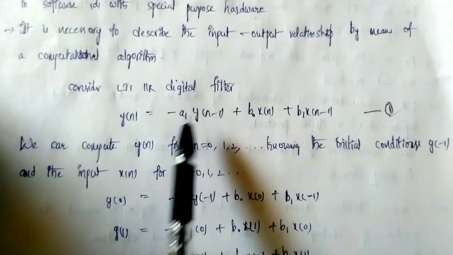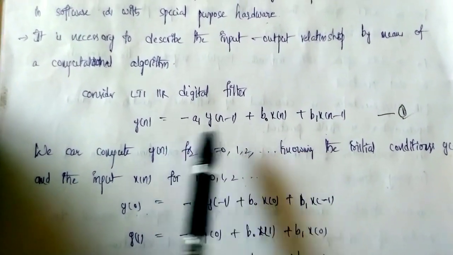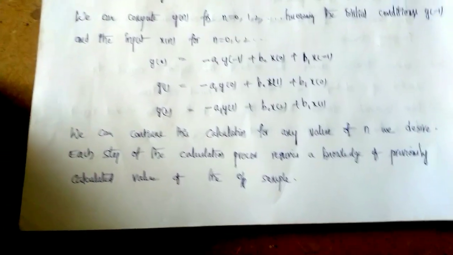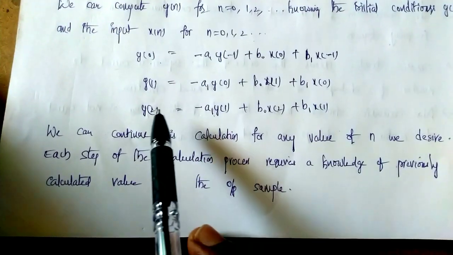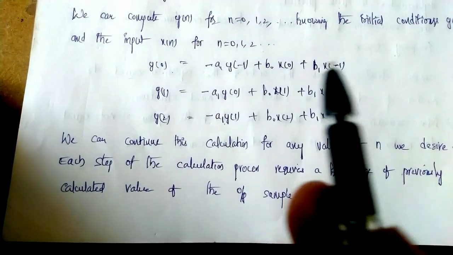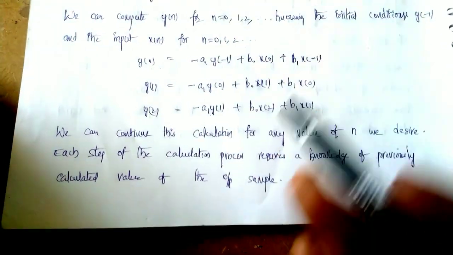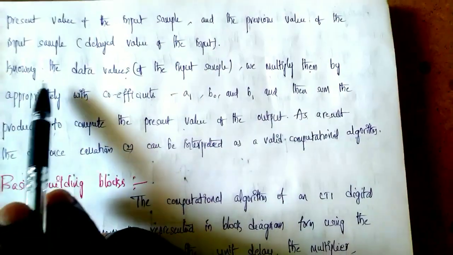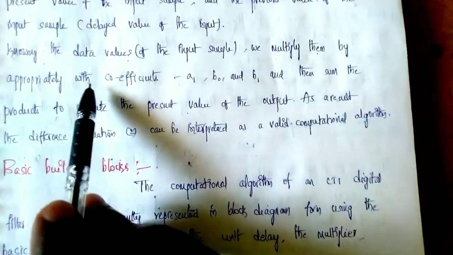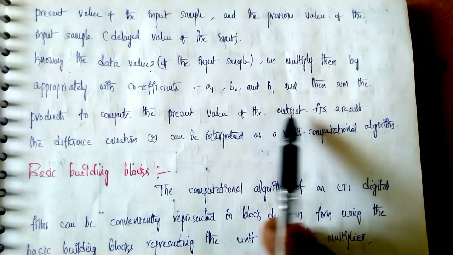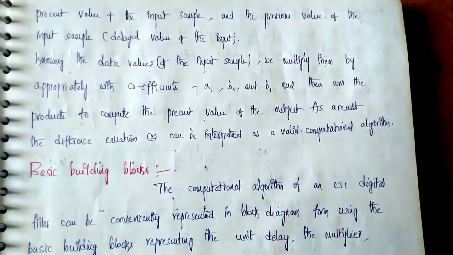So consider an LTI system that can be represented with a difference equation. Now we have to find y of n for different values of n. Then we will get these equations. If you observe these three equations, the present output depends upon the previous values also. That means to compute the present output, it compulsorily depends on the previous values of the output. Then, knowing the present and previous input samples, we multiply them by the appropriate coefficients, minus a1, b0 and b1, then sum the products to compute the present value of the output. As a result, the difference equation can be interpreted as a valid computational algorithm.